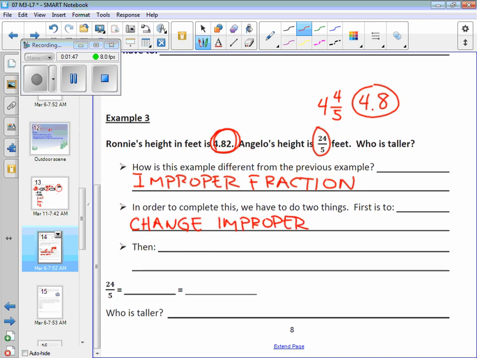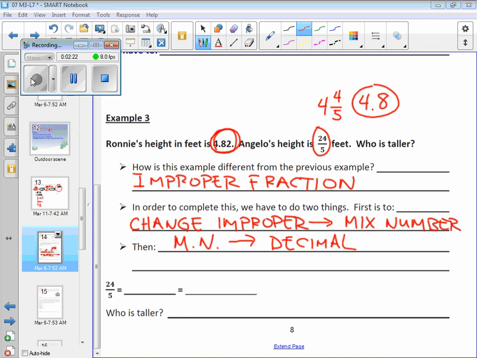And we'll do this in note form, shorthand. Improper to mixed number. And then, watch what I'm going to do. What does MN stand for? Just get through it quickly. We're just going to abbreviate it. MN, mixed number to decimal. All right, I'll let you get caught up. We've already done it. It's 4 4/5, which is 4.8.